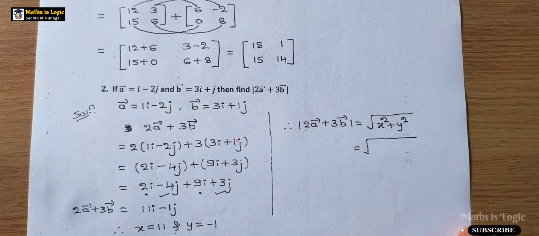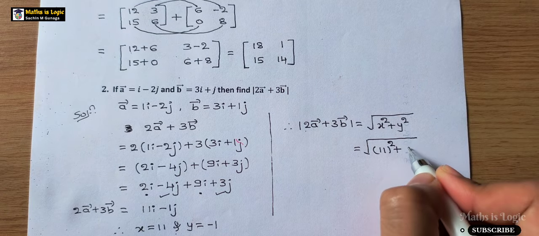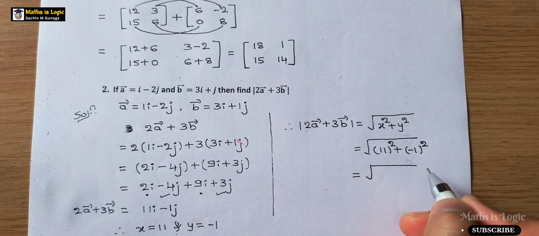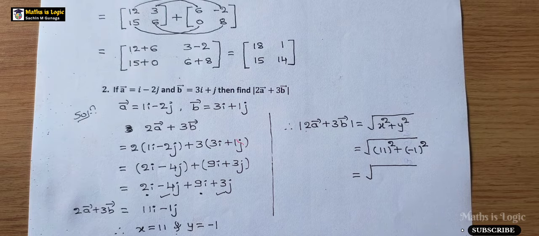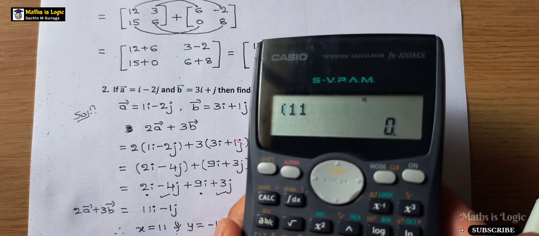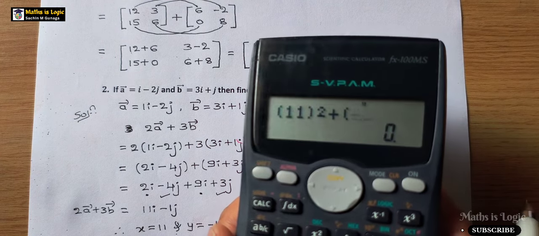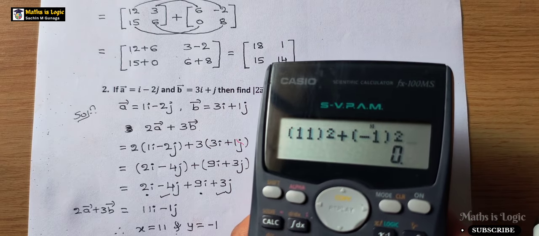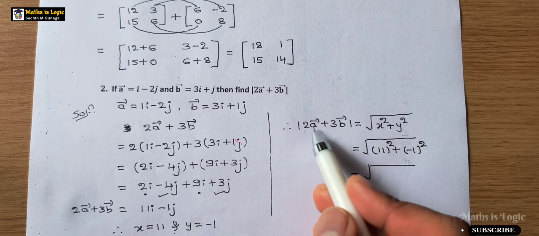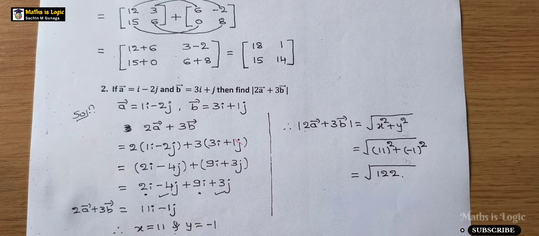What is x value here? 11. So 11 square plus y value minus 1 square. So which is equals to, keep that square root as it is, directly use the calculator. First 11 square. So 11 square plus, again in bracket, minus 1 square. Minus 1 square. Answer is 122. Therefore, magnitude of 2a vector plus 3b vector, final answer is square root of 122.